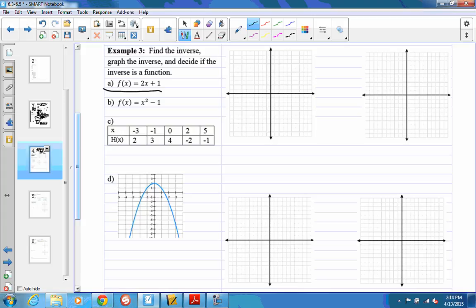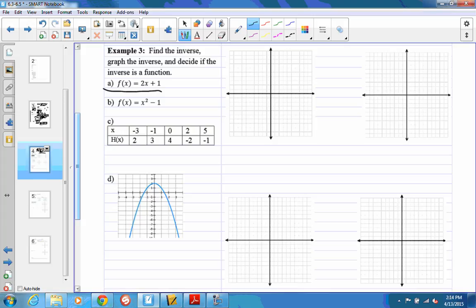Christian, how do I know if something passes the vertical line test? I don't know. Guys, if I draw, listen up. If I draw a vertical line, straight up and down, at any point, if it touches the function more than once, it is not a function. So a vertical line can only go through one point.